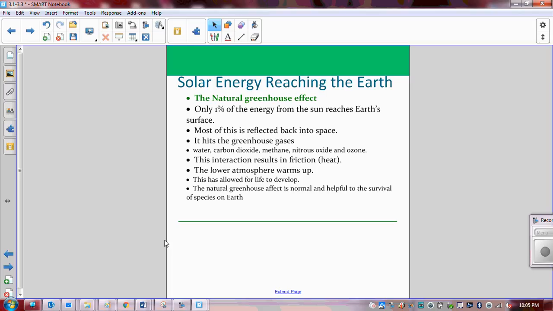If we didn't have that blanket of gases, if we didn't have that natural greenhouse effect, then we would have areas towards the equator that were really, really hot and areas towards the poles that were really, really cold. And we wouldn't have a very temperate climate across our planet, and we wouldn't have a lot of life on our planet. So it's really important. So we're going to look at a picture here, and I'm going to talk about the things that are on the slide with the picture.